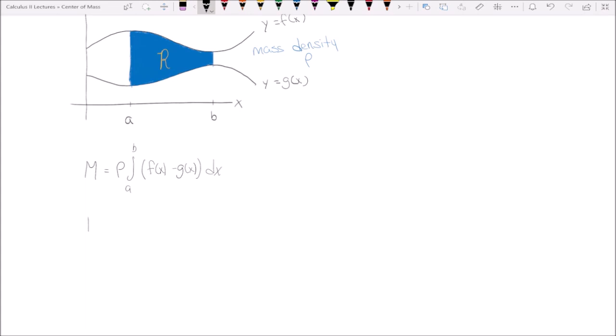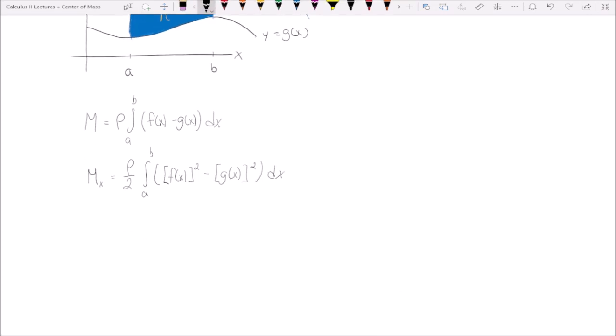The x moment is rho over 2 times the integral from a to b of f of x squared minus g of x squared. And then the y moment would be rho times the integral from a to b of x times f of x minus g of x dx.